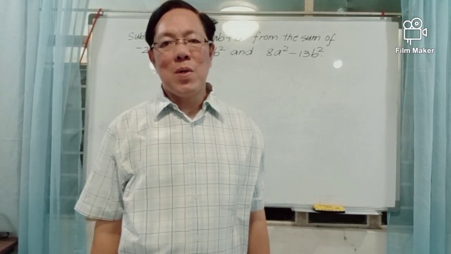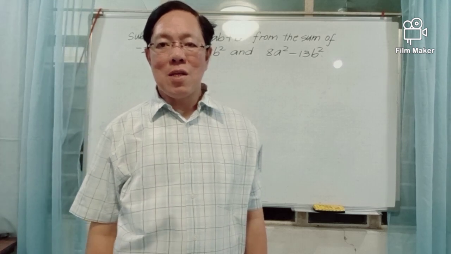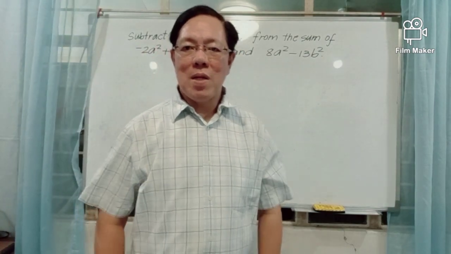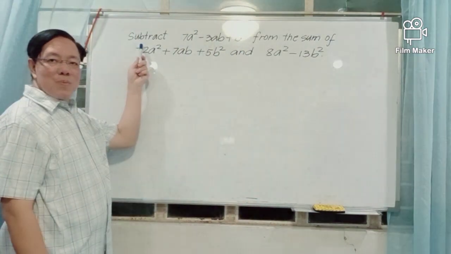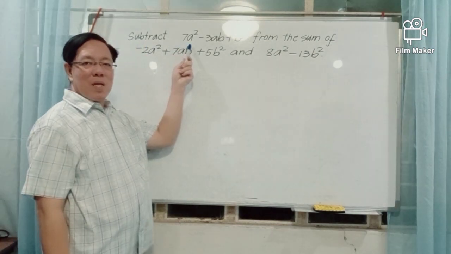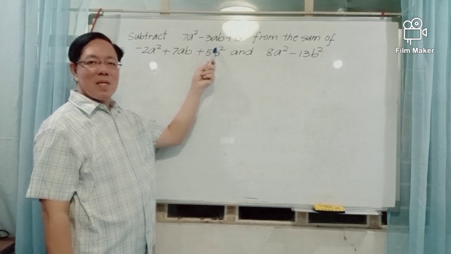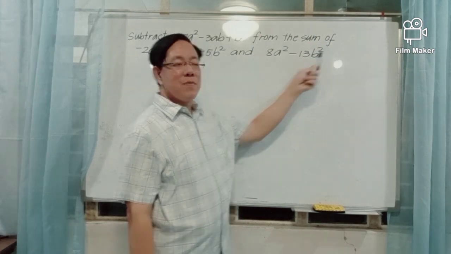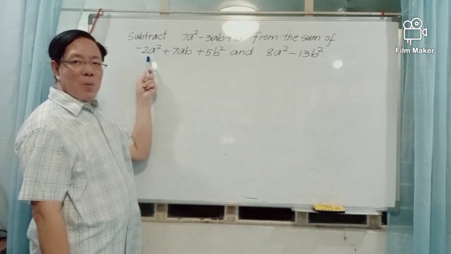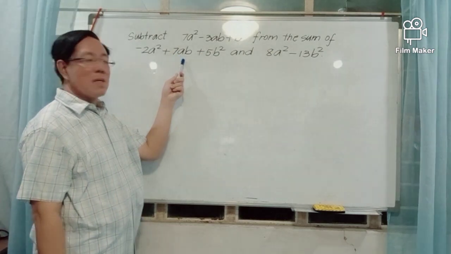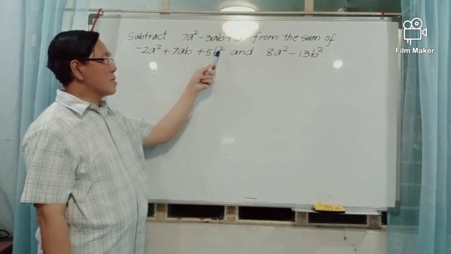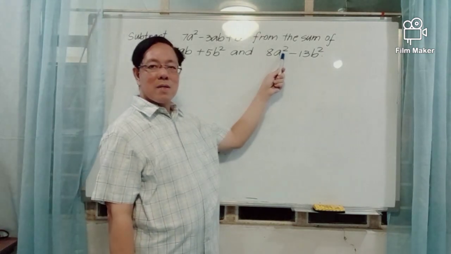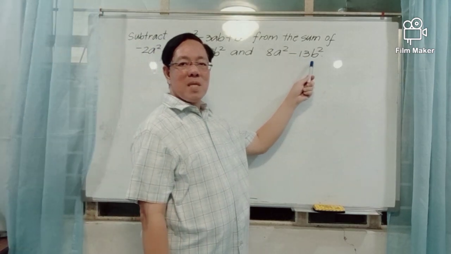We take another example that involves both addition and subtraction of algebraic expressions. Consider the following problem. Subtract 7a squared minus 3ab plus b squared from the sum of negative 2a squared plus 7ab plus 5b squared and 8a squared minus 13b squared.